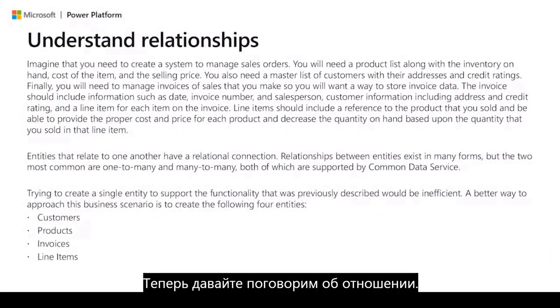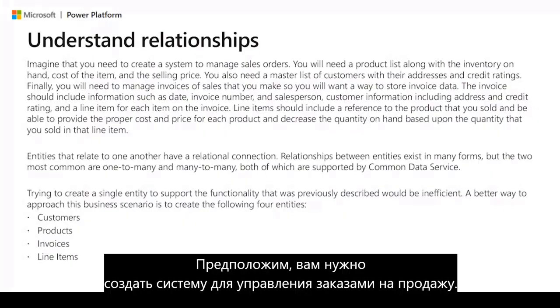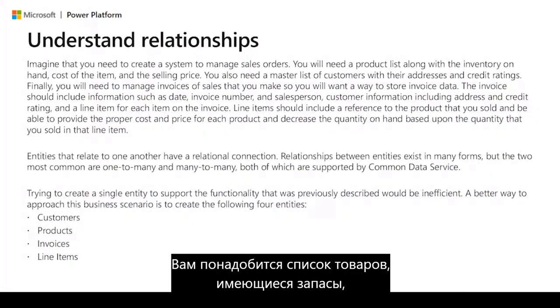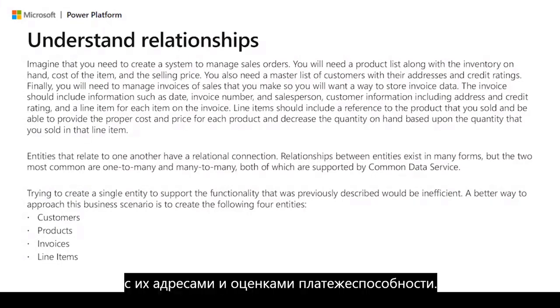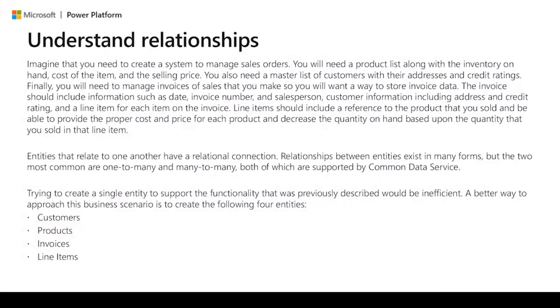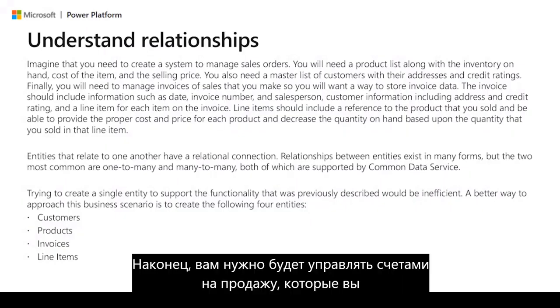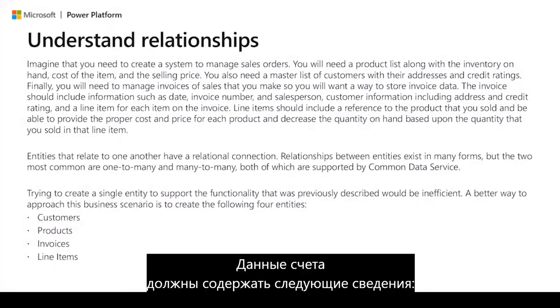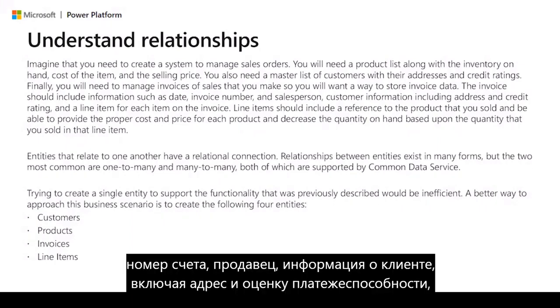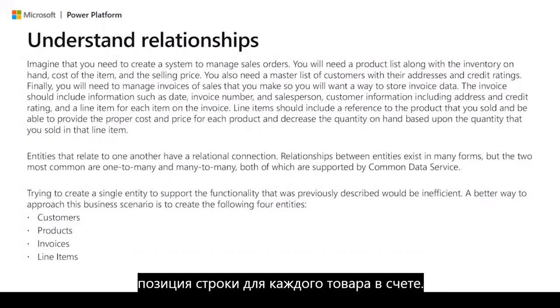Now let's talk about relationships. Imagine that you need to create a system to manage sales orders. You will need a product list along with the inventory on hand, cost of the item, and the selling price. You also need a master list of customers with their addresses and credit ratings. Finally, you'll need to manage invoices of the sales that you make, so you will want a way to store invoice data. The invoice data should include information such as date, invoice number, salesperson, customer information, including the address and credit rating, and a line item for each item on the invoice.